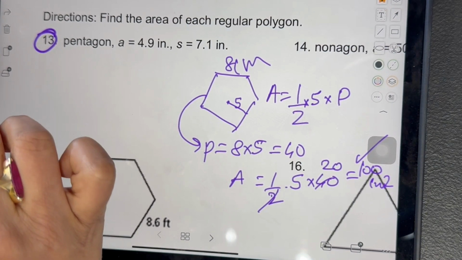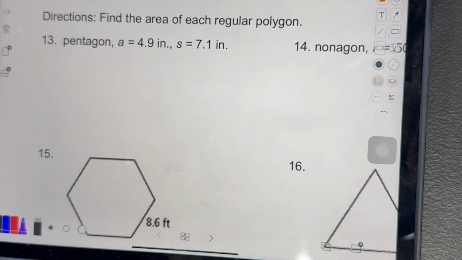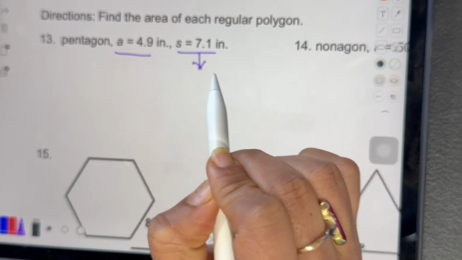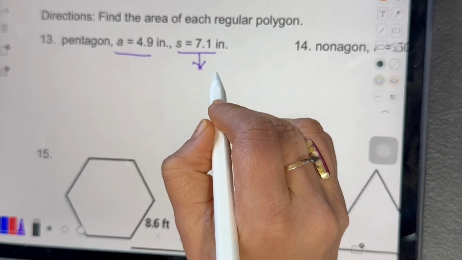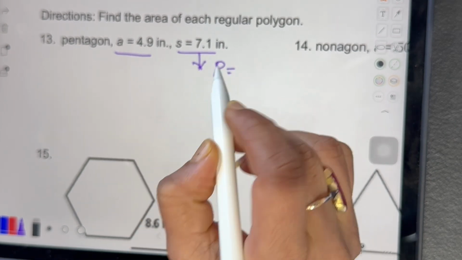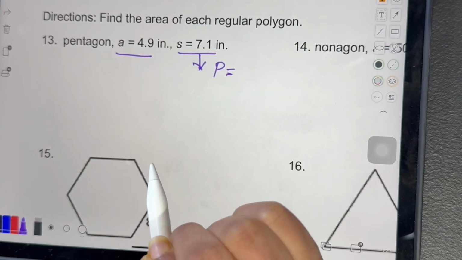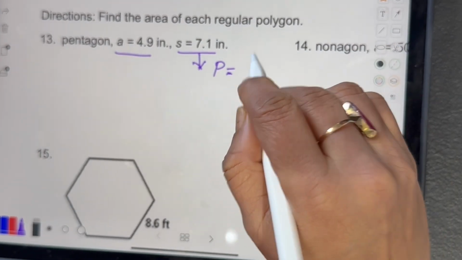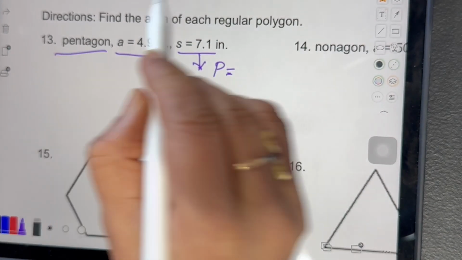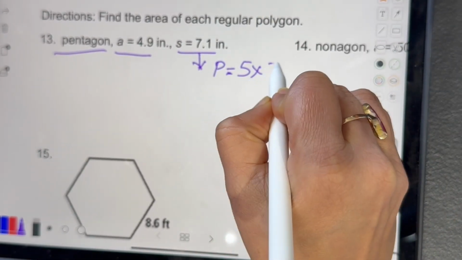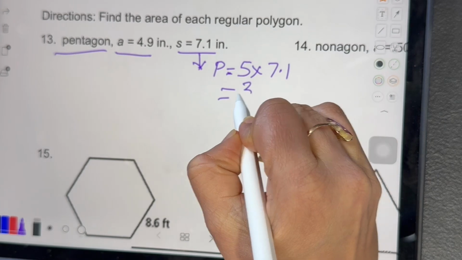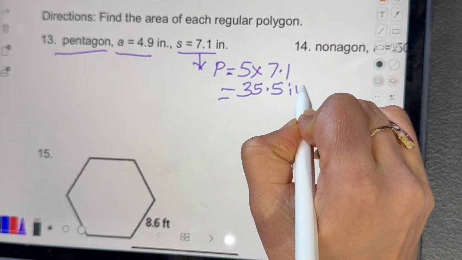Okay, now let me come back to this question. The apothem is given, the side is given. Now I'm not going to make the mistake again, and you guys do not make the mistake that I made. If you make mistakes, that's actually learning. That is how you know you will not do that again. So the perimeter: they are saying pentagon, so it is 5 times 7.1, which is 35.5. 35.5 is the perimeter, in inches.